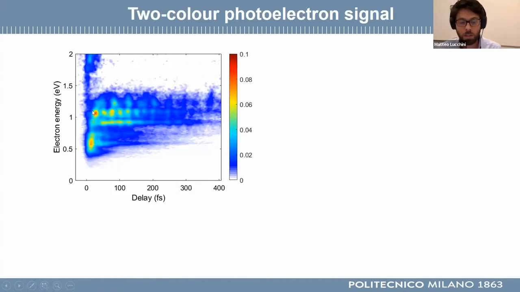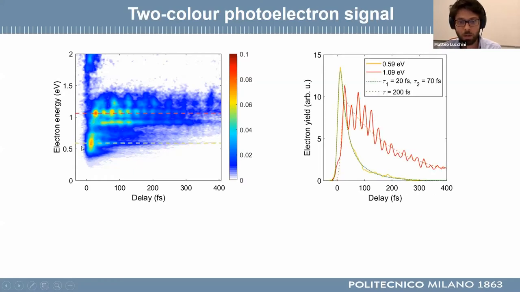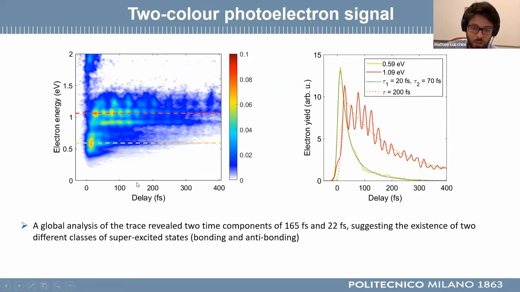If we look more into this signal, we see that it's very rich. We see oscillations. We see, first of all, two different decay constants. If we take two cuts around 1 or around 0.5 eV, indeed, we see that the one at higher energies has a longer tail, and the one at lower energies is decaying way faster. With a global fit analysis, which takes into account all the energies, we can show that there are two components, one that decays slower with a time constant of 165 femtoseconds, and one faster, around 22 femtoseconds, suggesting the existence of two different classes of superexcited states, which are bonding and antibonding, as we said before. And the interplay between them is actually reshaping this signal completely.